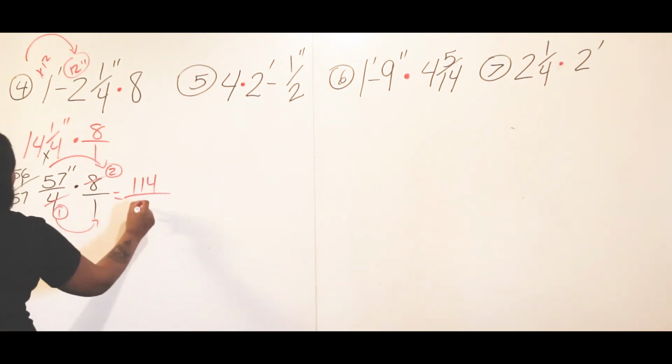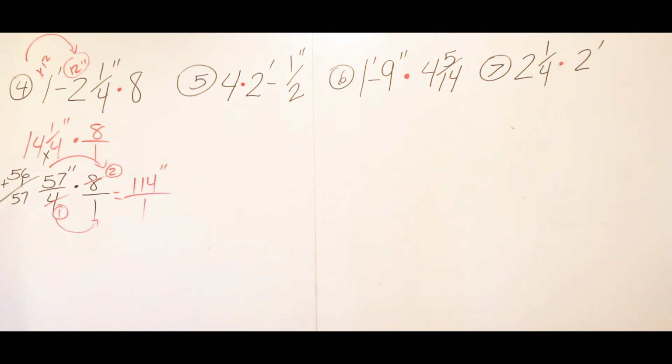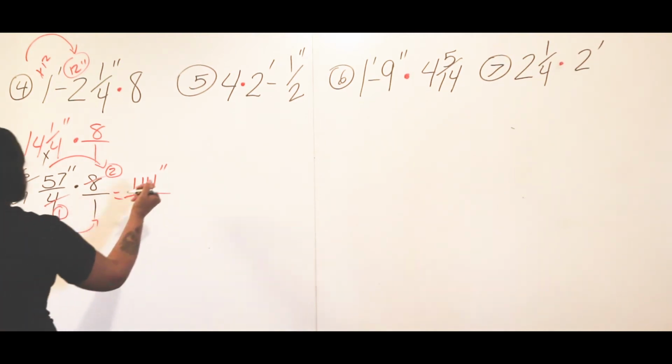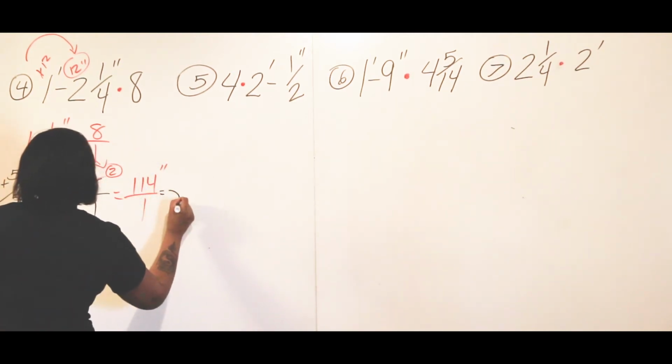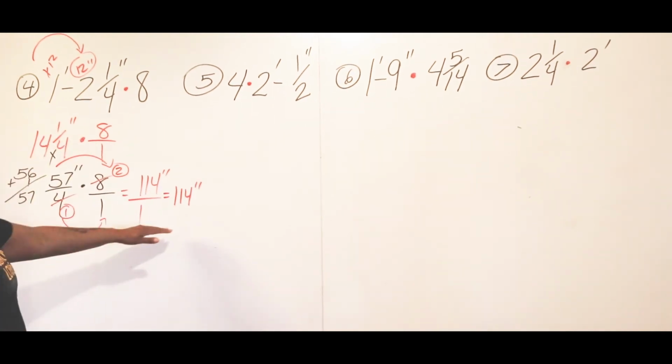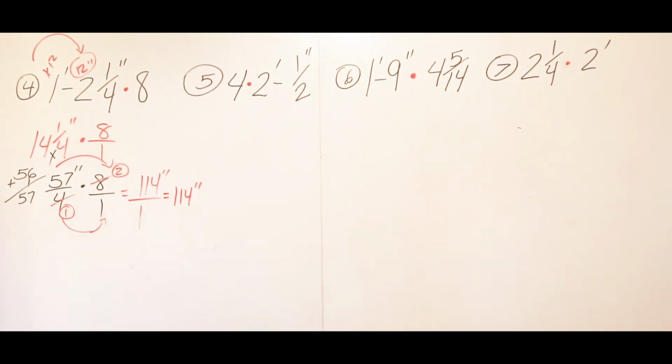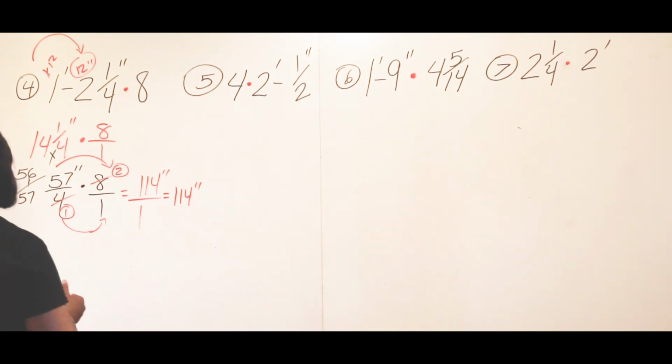1 times 1. Don't forget my inch marks. And anytime we have 1 as a denominator, the answer will always be whatever that numerator is. So we got 114 inches. But we know anytime we have 12 or more inches, we convert to feet or feet and inches. It was the way I said it. It threw you off and I know it.